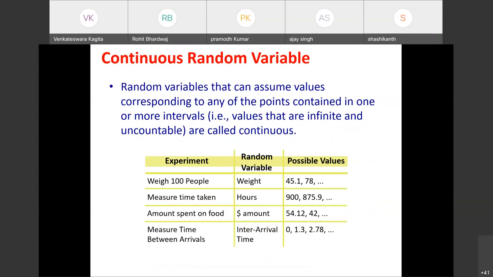A continuous random variable can assume any value corresponding to any of the points contained in one or more intervals. For example, if you take the weight of 100 people and the random variable represents the average weight, the possible value could be anything. You cannot restrict it to some countable number of values. You cannot say that it should be 45 or 50 or 55 or 60. It can take any value. It can be 45.1, it can be 78.34, an infinite number of possibilities. Other examples are time taken, the amount that you spent on food, or the time between arrivals. These are all examples of continuous random variables.